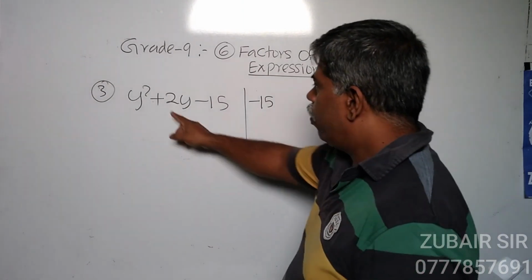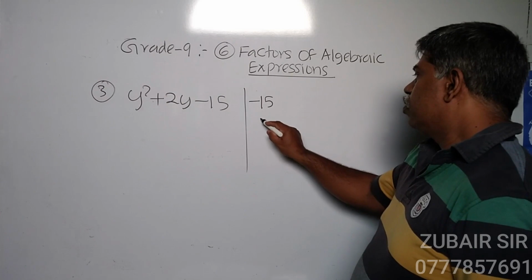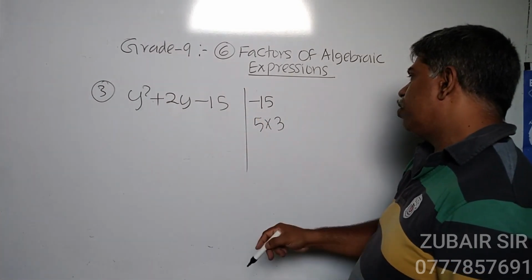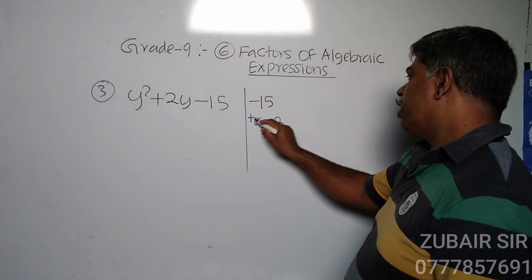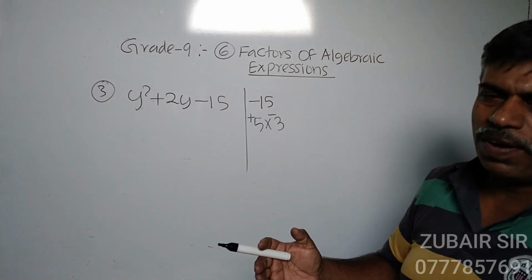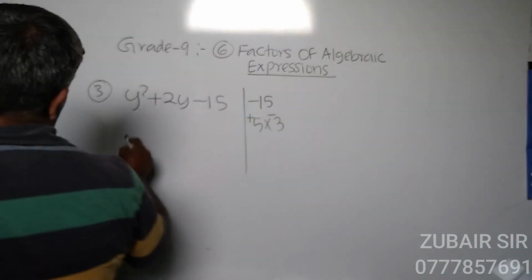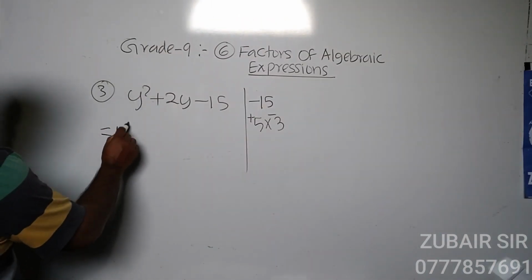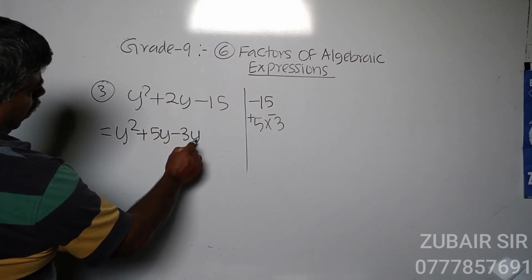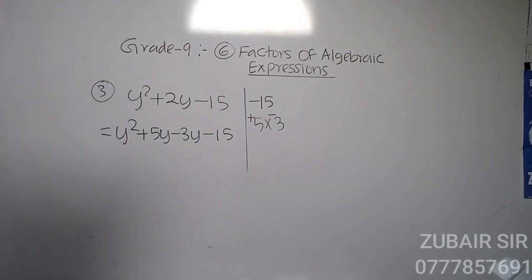See, I have to get 2 now. 3 into 5, 3 into 5, 15. So I can write like this, 5 into 3. By this I can take the 2. How to take the 2? You have to take away the 3 from 5. Then apply plus for the 5, minus for the 3. Then plus 5, minus 3. Then according to this, y squared plus 5y minus 3y minus 15. Now it is converted into 4 terms.